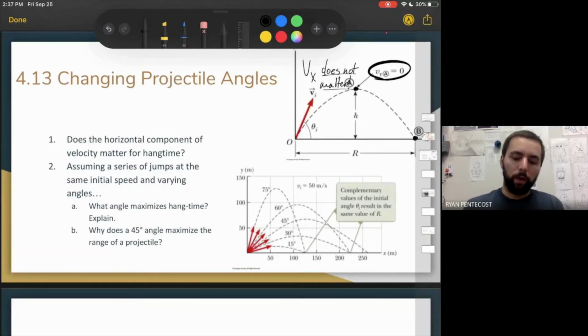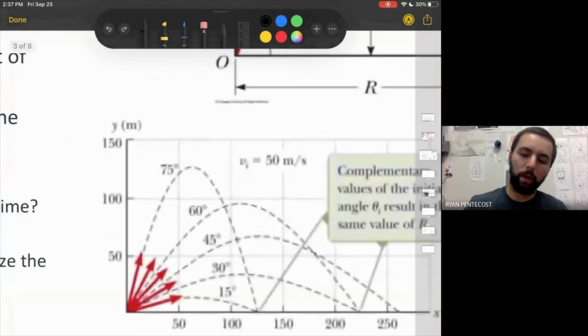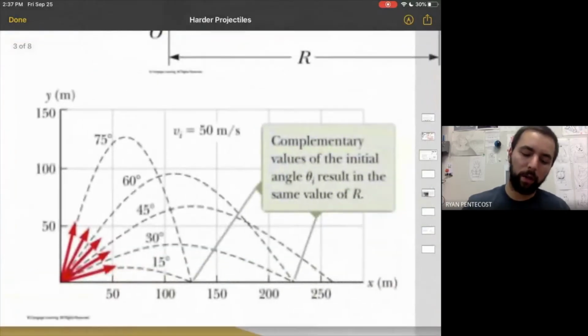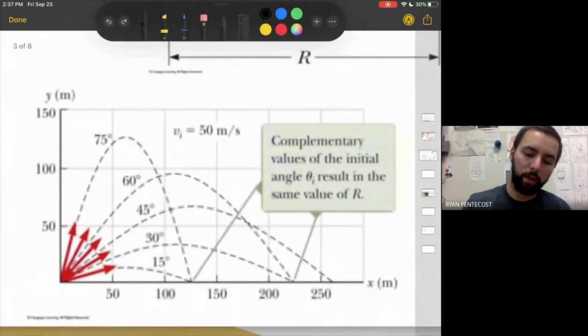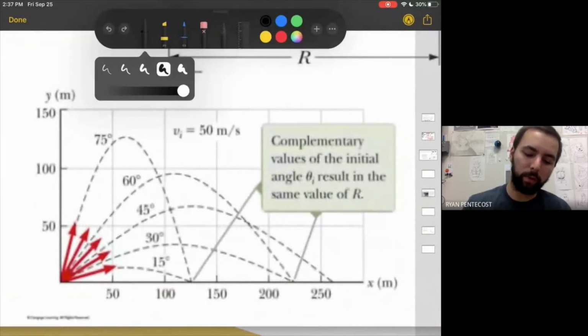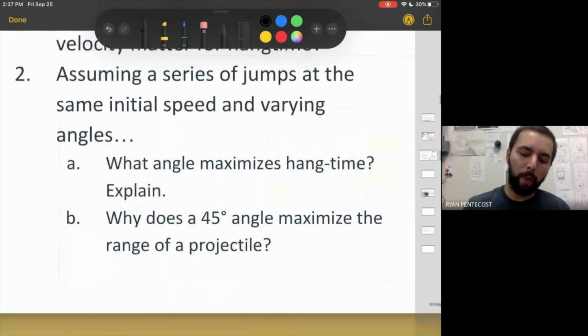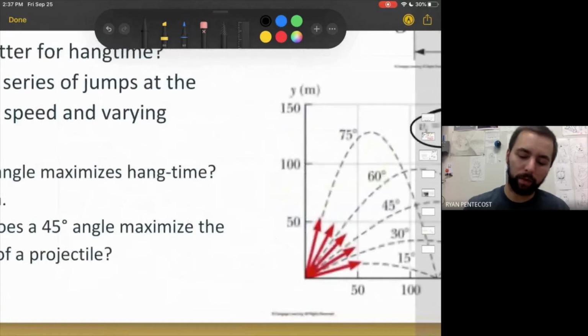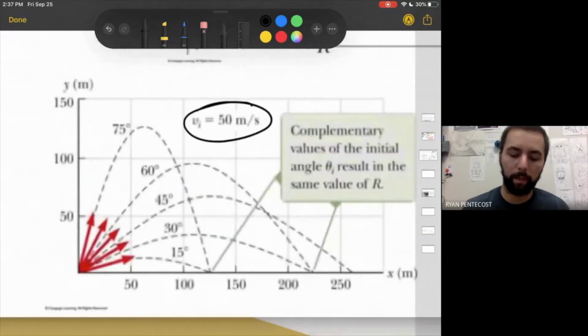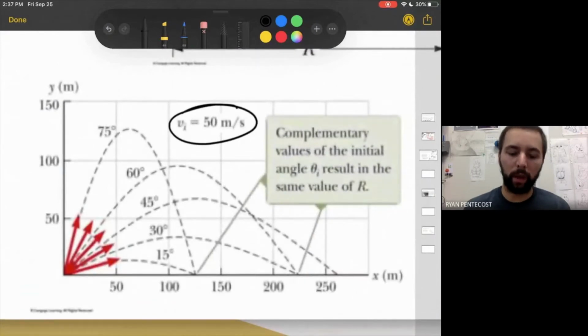All right, number 2, assuming a series of jumps at the same initial speed and various angles, right? So let's look over here. This is what it's talking about, right? We've got the velocity is 50 meters per second, and we have various angles, right? Now, the first question asks, what angle maximizes hang time, right? So this is showing distance. This doesn't show time, but we can intuit what the answer should be, right?